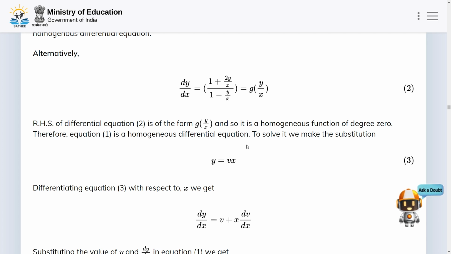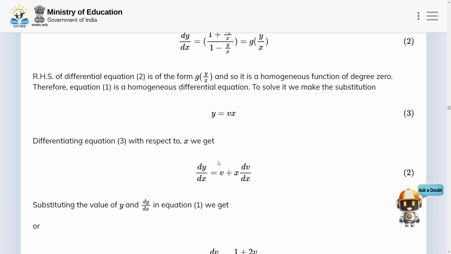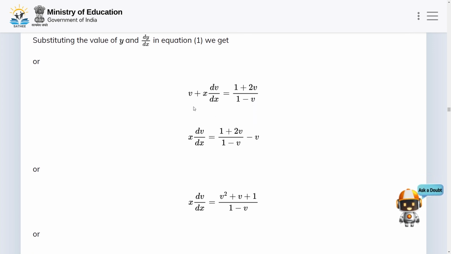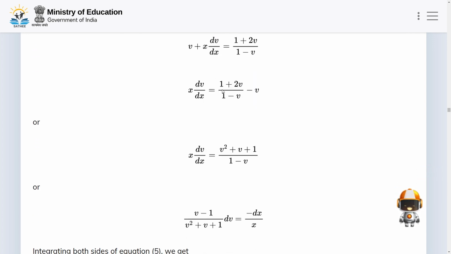Now you can substitute your y as vx. Then dy by dx can be replaced by v plus x dv by dx. So you can replace this left hand side. You will get v plus x dv by dx is equal to (1 plus 2v) divided by (1 minus v). Okay, now rearrange some terms, you will get this.